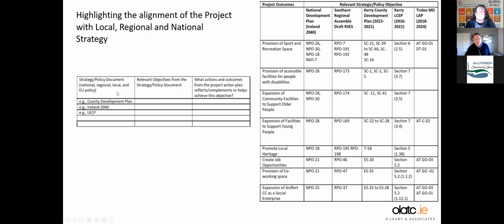So we put in the policy documents that are relevant to this project. So County Development Plan, Ireland 2040, the Local Economic Community Plan, or Rural Future, whatever it might be, right? And we write down the relevant objectives from these documents that are relevant to our project. And then we put down what actions we're doing will help achieve these objectives, okay? Now, these documents can be 200 or 300 pages long. I'm not expecting you to download them all, read them from cover to cover, unless you're really bored and you've insomnia, because we'll cure it.